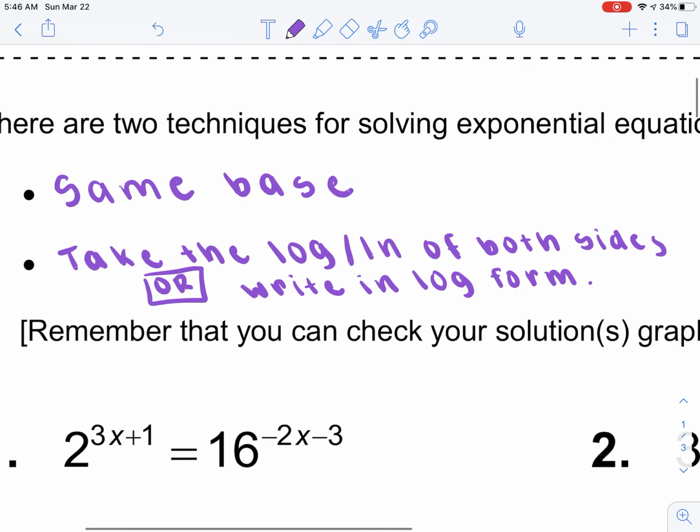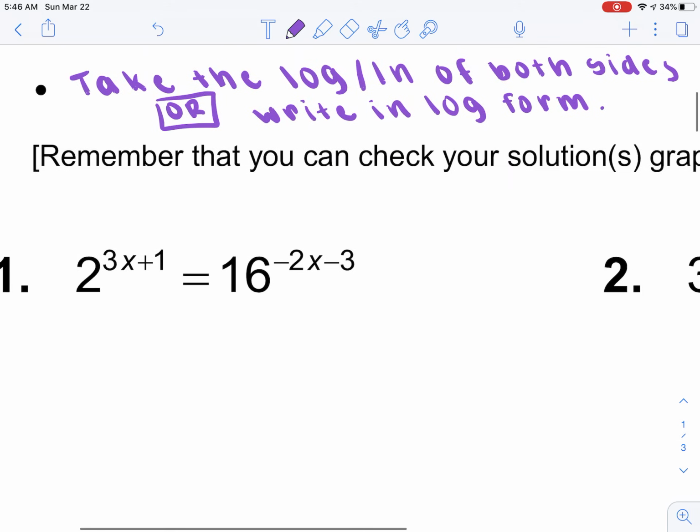These two things are basically the same thing, taking the log of both sides or writing in log form for the second bullet point. However, some people learn it one way and some learn it a different way, but you get the same answer and it's pretty much the same process. So I could show both of those ways.